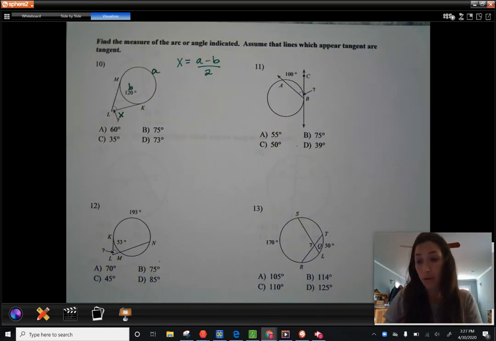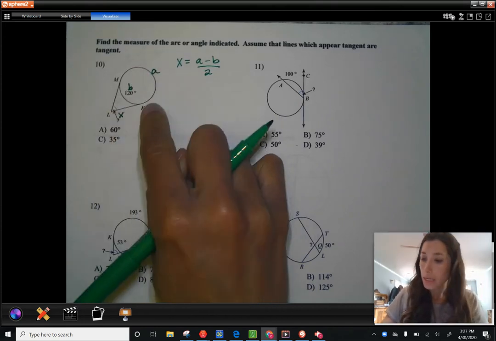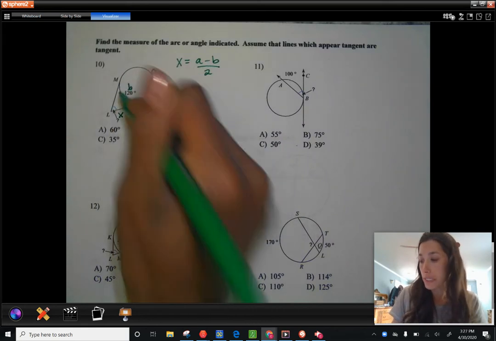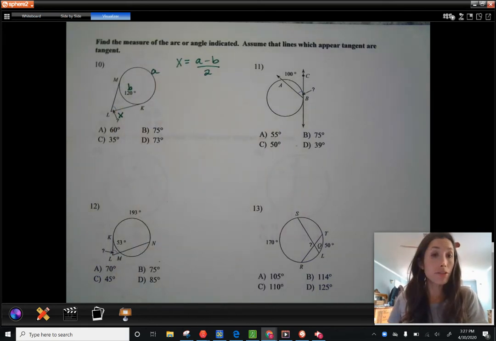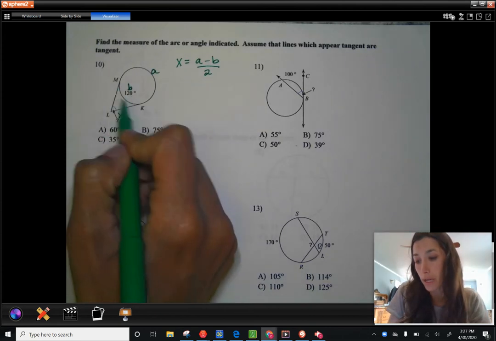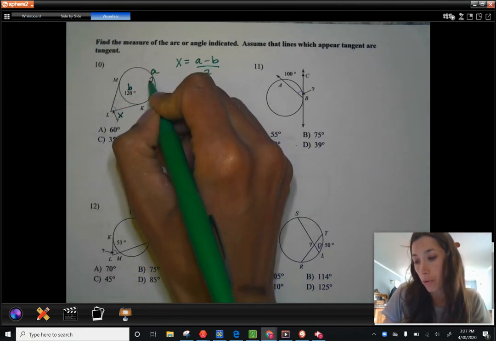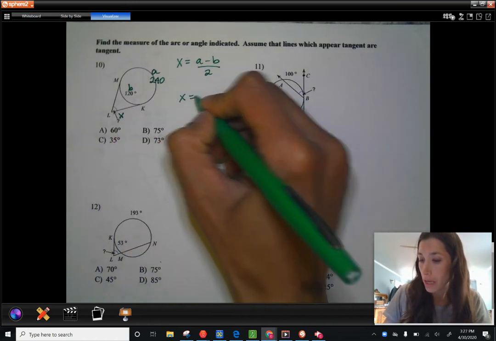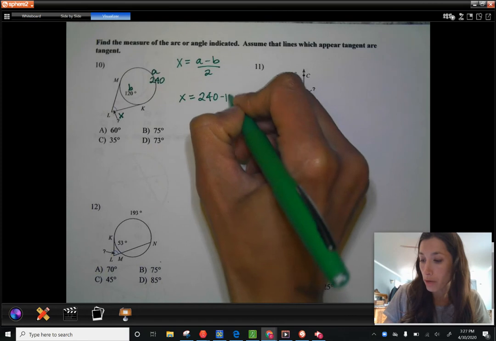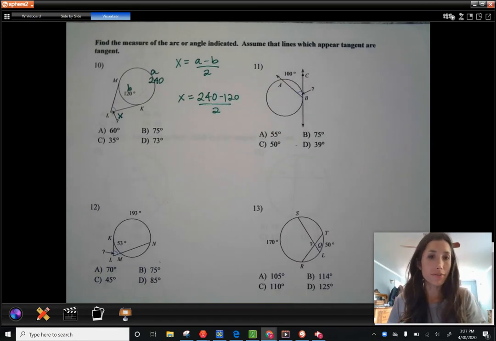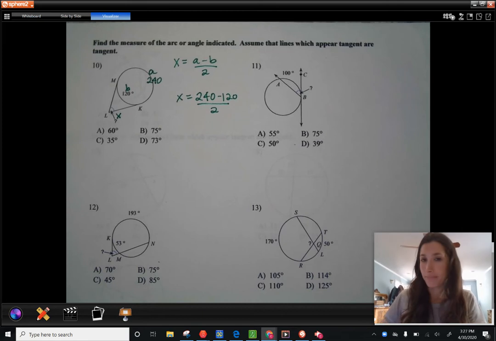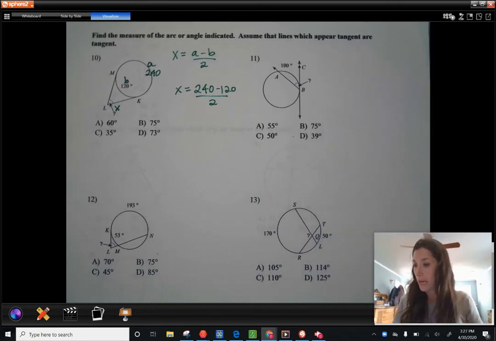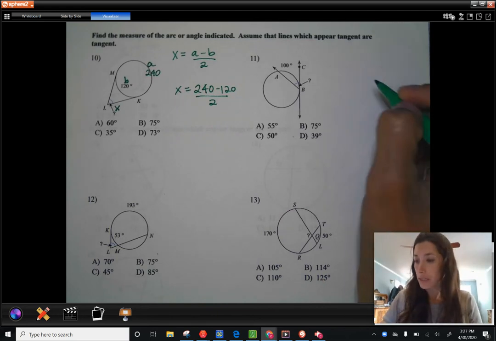Now we don't have a number for a, but what I do know, because it says that any lines that appear to be tangent are, so that means this full circle is 360. And if I take 360 and subtract the 120 that's showing up here, this portion would be 240. So we can say x, this outside angle, is equal to 240 minus 120, all divided by 2. So you can take a pause, finish that question. You're going to check it later at the last page of the PDF for this.